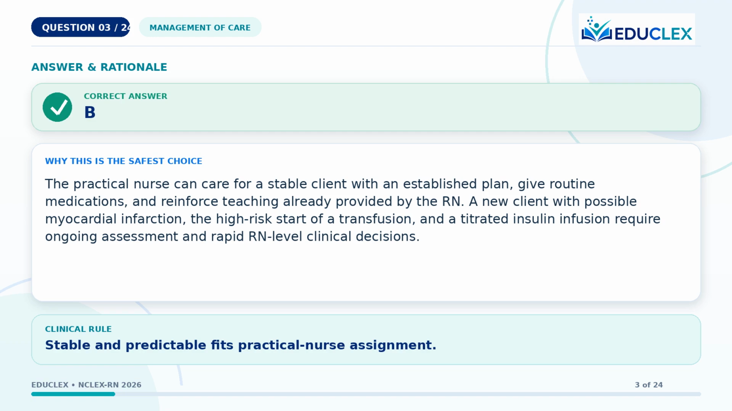The correct answer is B. The practical nurse can care for a stable client with an established plan, give routine medications, and reinforce teaching already provided by the RN. A new client with possible myocardial infarction, the high-risk start of a transfusion, and a titrated insulin infusion require ongoing assessment and rapid RN-level clinical decisions.